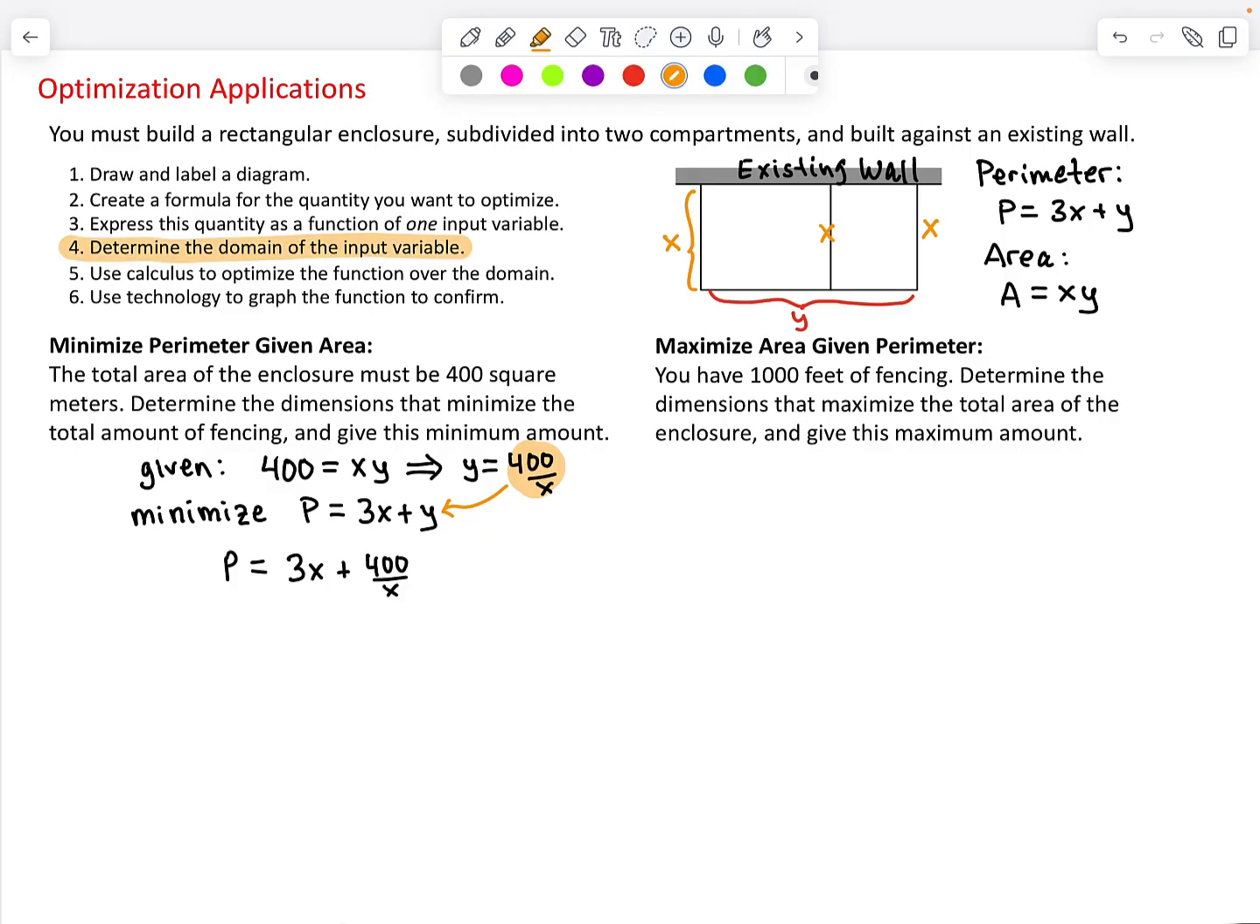The next step is to determine the domain of the input variable. Since X is a length, we know it cannot be negative. Since X is in a denominator, we know X cannot be 0. Other than that, X can be any value. So our domain is that X, which is our input variable, must be greater than 0.